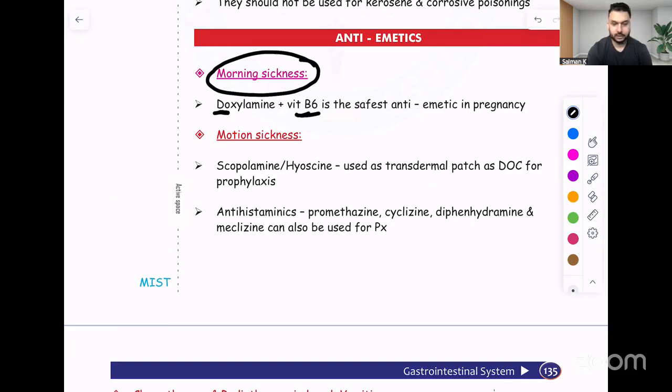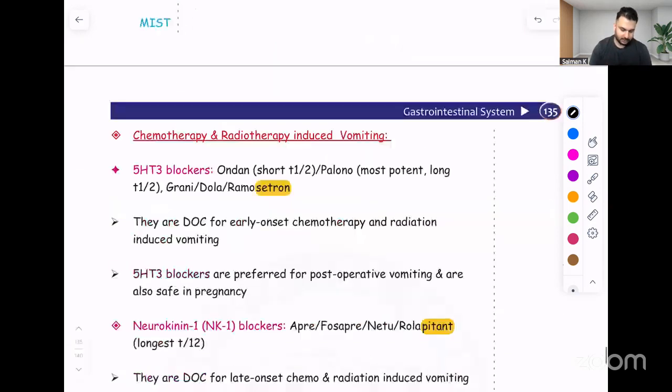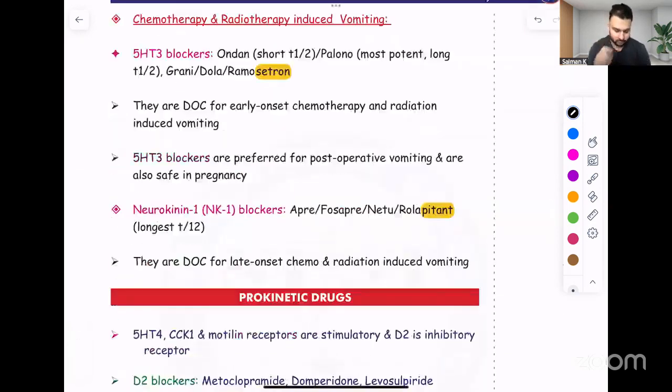Next, second thing, motion sickness. If you talk about motion sickness, this is where we already learned scopolamine or hyoscine can be used. But even some antihistaminics like promethazine can be used. Drug of choice is this only. Next is chemo-induced nausea vomiting.